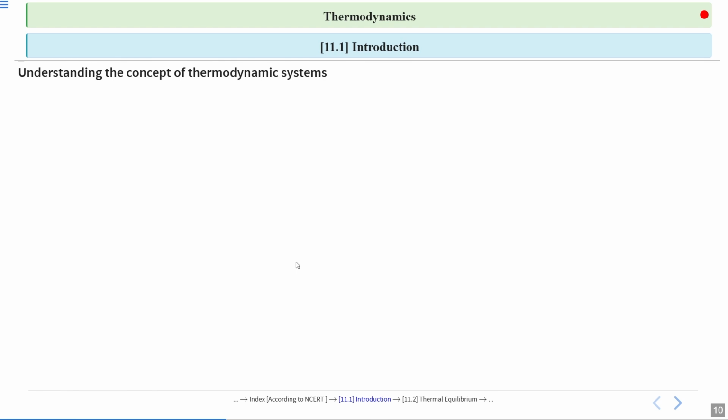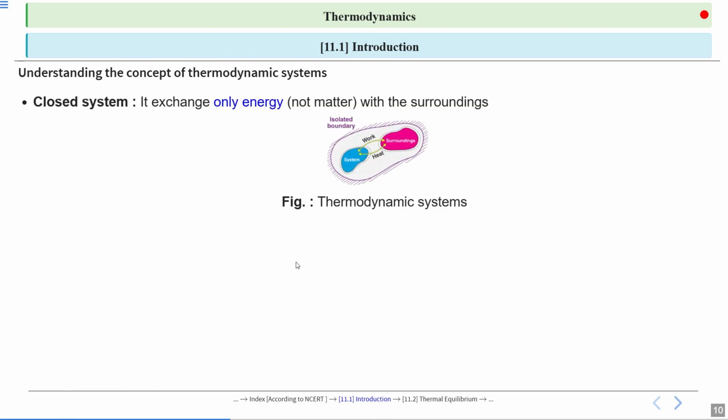The second system is the closed system. In a closed system, there is only energy exchange with the surrounding. Only energy will be exchanged with the surrounding.